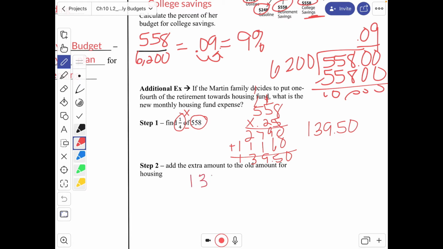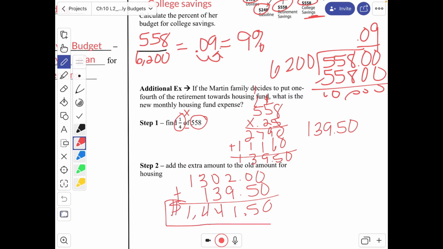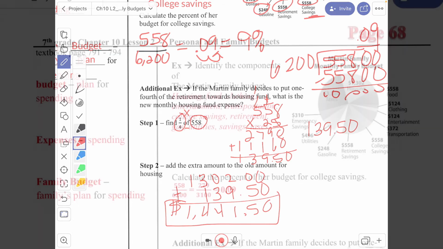And the housing allowance was $1,302. So if we add $139.50 to that, they now can spend $1,441.50 for housing.